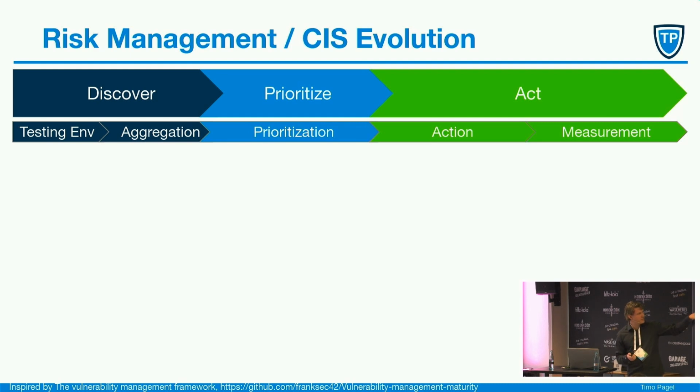So we have the testing environment, that's very interesting. Where do you perform the tests? Then we aggregate the findings, the potential findings. Then we prioritize. Then we perform the action. And in the best case, we also have measurement of our actions.